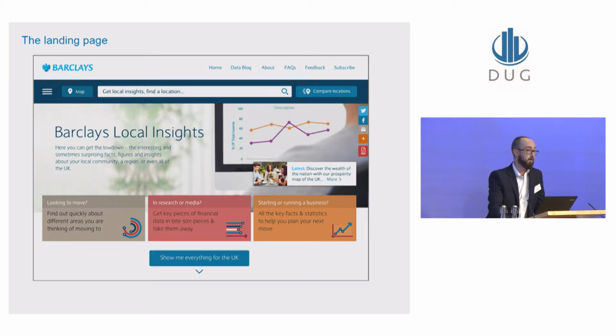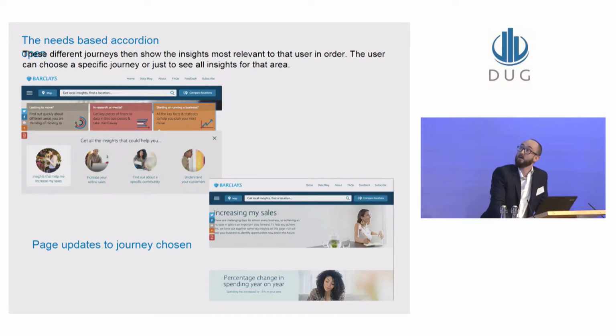So you can either pop in your postcode, your constituency, your town, your region, your area. You've got your map view as well, but as you can see, the 3 big boxes underneath: you're looking to move, you're researching media, or you're starting or running a business. And as we move through, as I said, those dynamic sort of journeys.